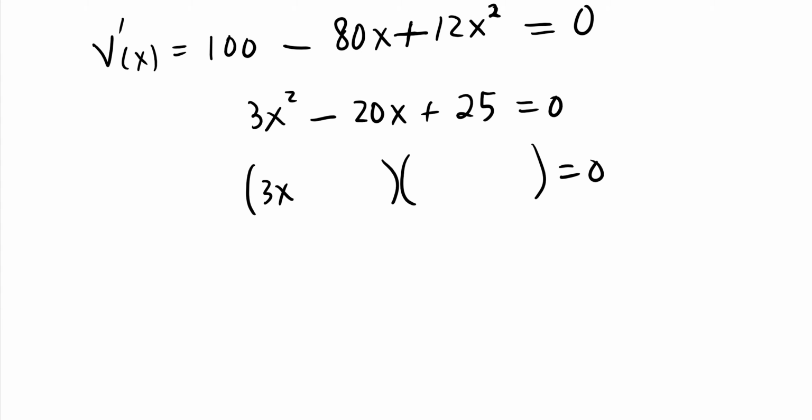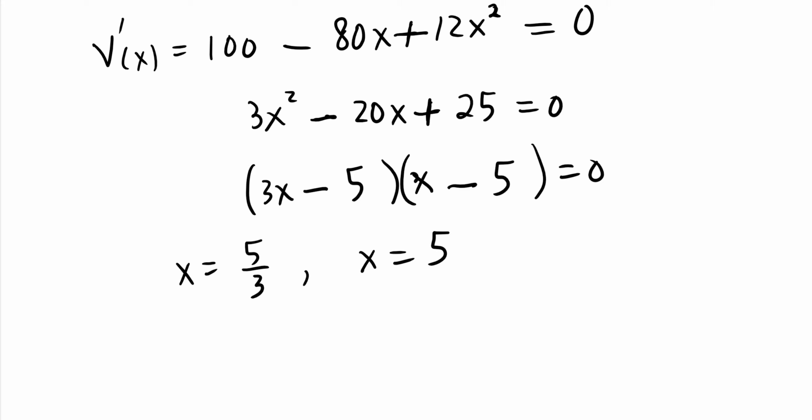3x squared is 3x and x. I see a plus here and a minus in the middle, so this means both should be minus. Maybe either 5 by 5 or 25 by 1. Let's try this way, test it out. Negative 15, negative 5, that's negative 20. Yes, that works. So I got two values of x: x equals 5/3 or x equals 5.